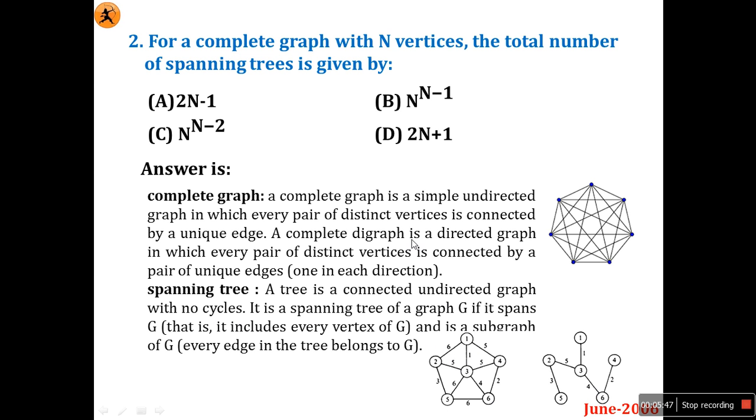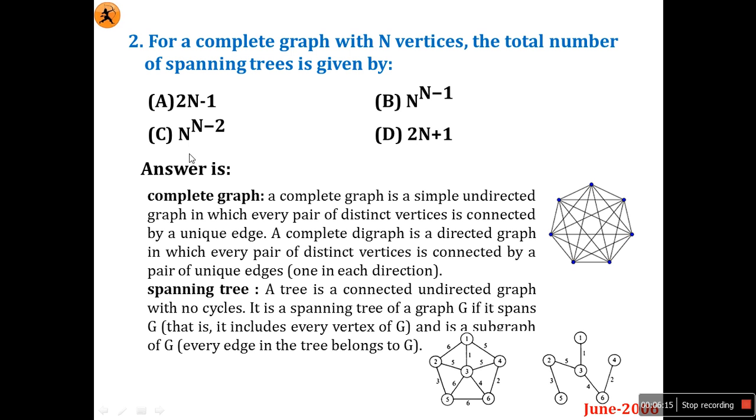But here the question is the total number of spanning trees for a given complete graph. How many spanning trees does it generate? This is a complete graph. How many spanning trees does it generate? For example, it starts here and goes on, this is one spanning tree. Here it starts here, goes to here and comes to here, and this is one more spanning tree. Like this, how many spanning trees does it generate?